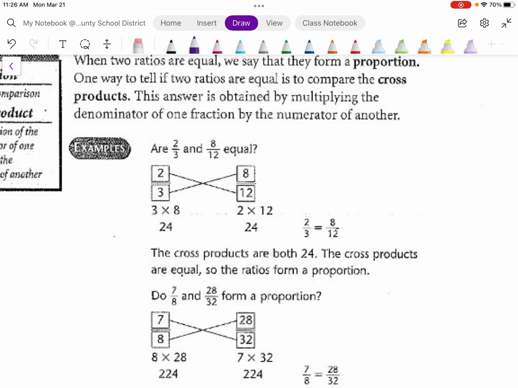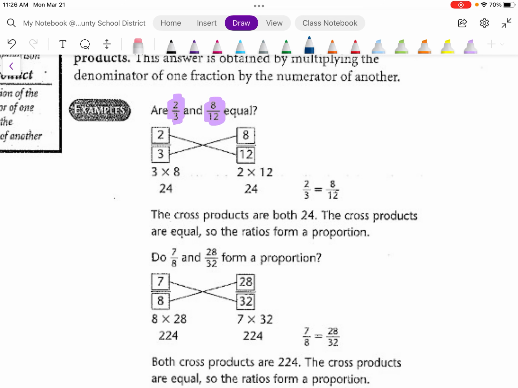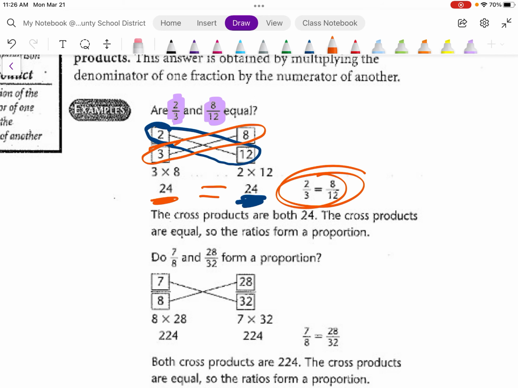So I'm going to ask you if two fractions are equal, 2/3 and 8/12. Okay, I'm going to do it off to the side. But essentially, what you're going to do is multiply these two together. So 2 times 12 is 24. And then when I do 3 times 8, that's also 24. So yes, because those are equal, that means those two fractions are equal to each other.